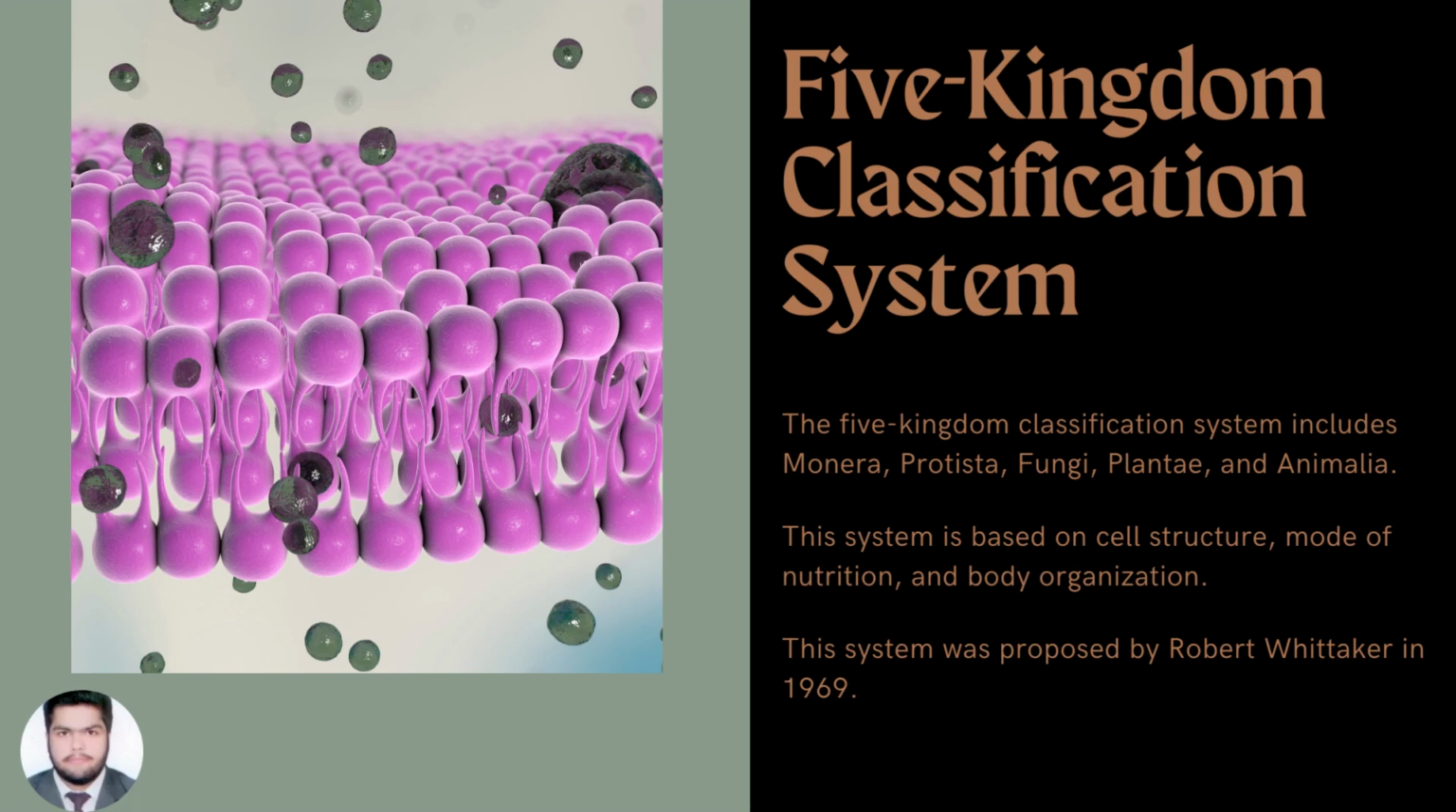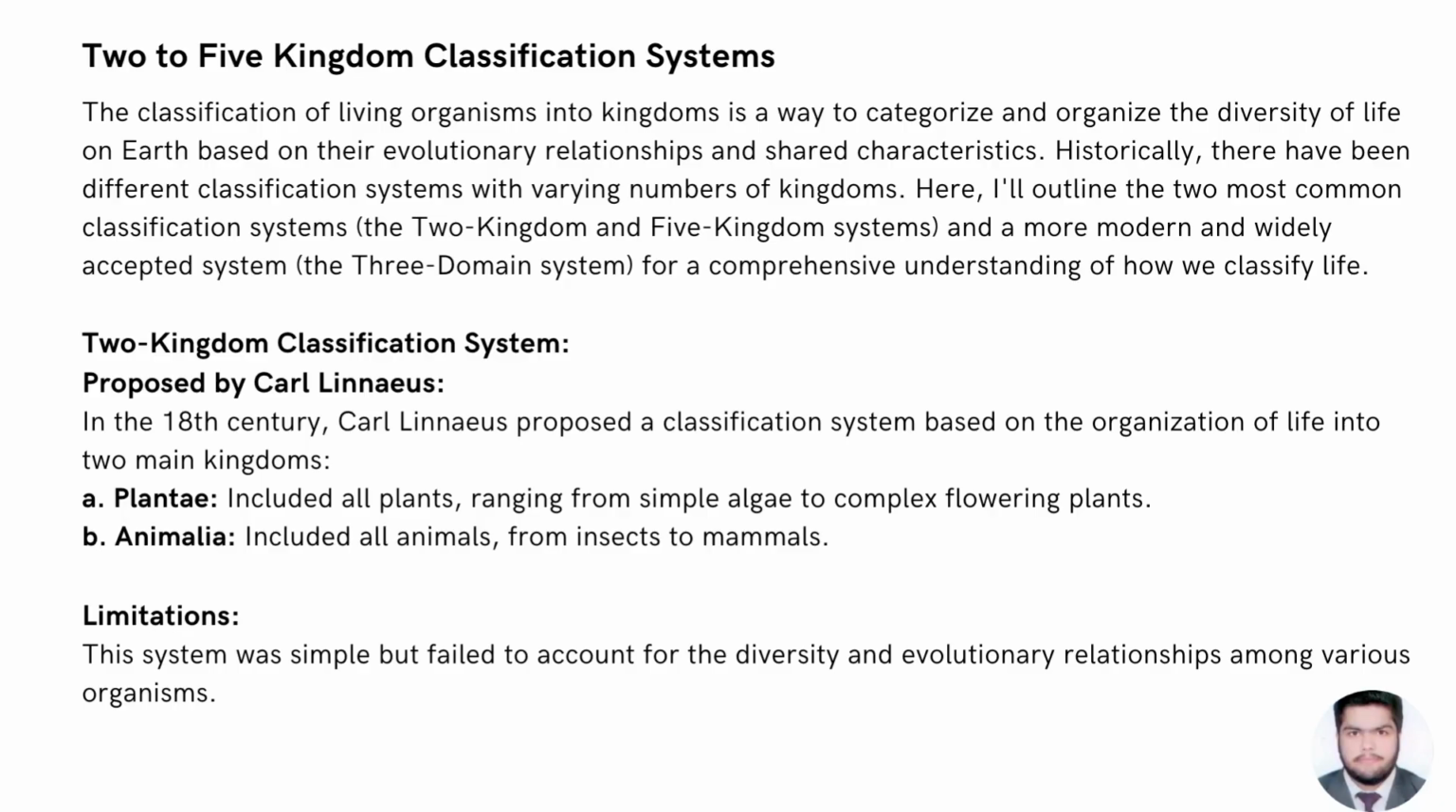Five kingdom classification system. The five kingdom classification system includes Monera, Protista, fungi, Plantae, and Animalia. This system is based on cell structure, mode of nutrition, and body organization. This system was proposed by Robert Whittaker in 1969. Two to five kingdom classification systems.